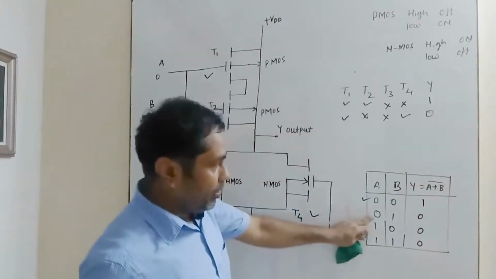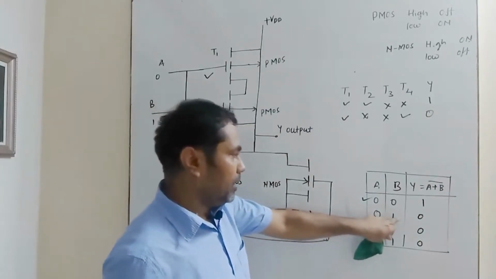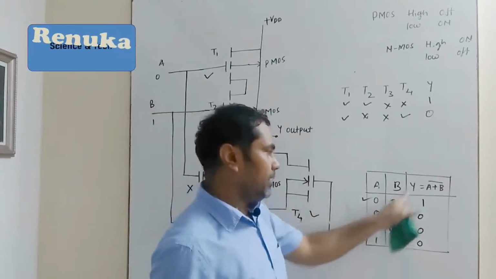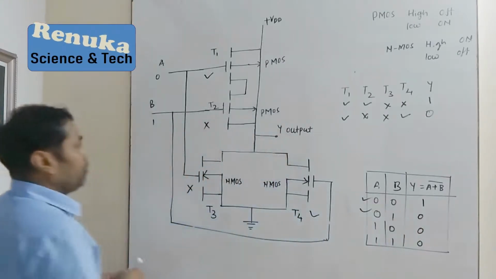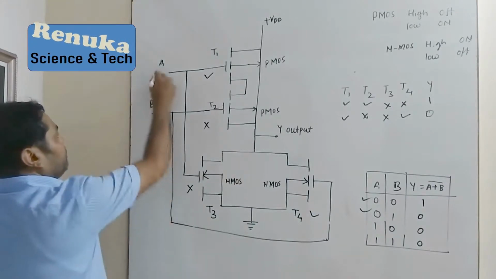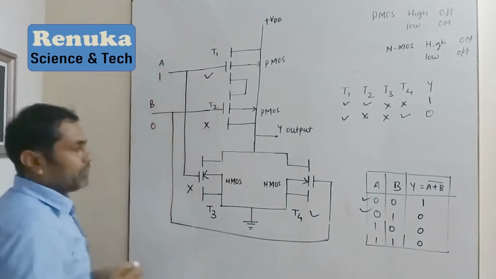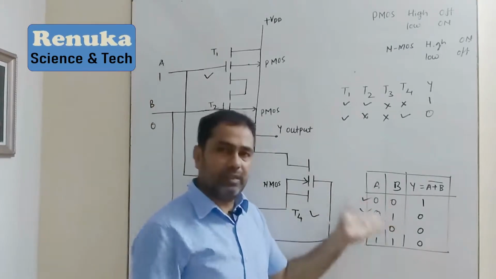In the NOR truth table we can see that if one input is 0 and the other input is 1, then the output will be 0. So the second condition is also satisfied. What about the third condition? In the third condition, A is connected to 1 and B is connected to 0. As you can see, the inputs are just interchanged.